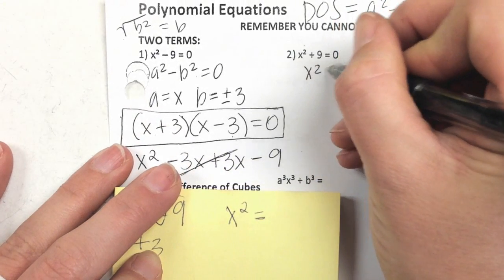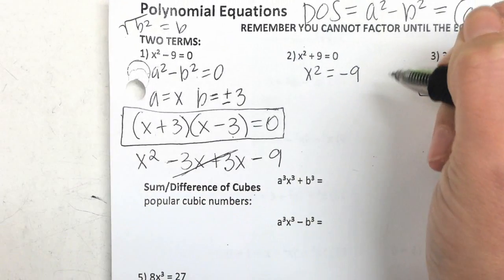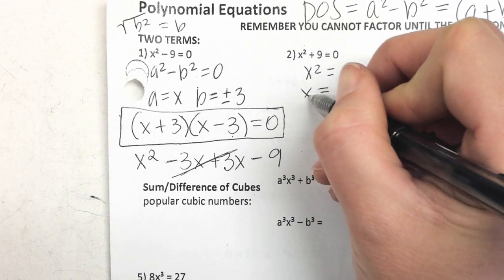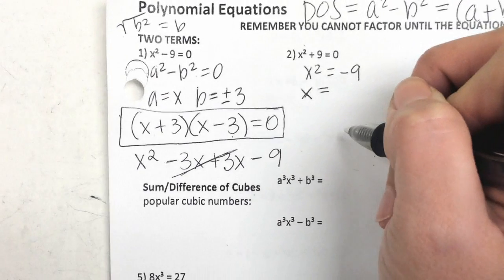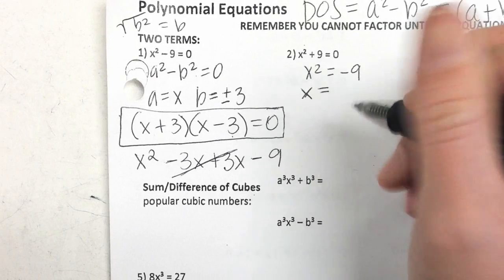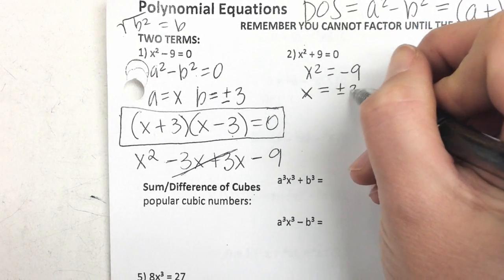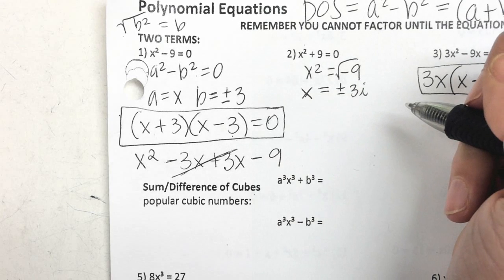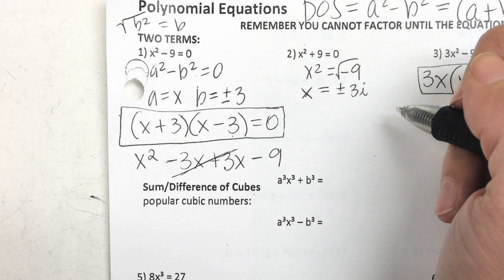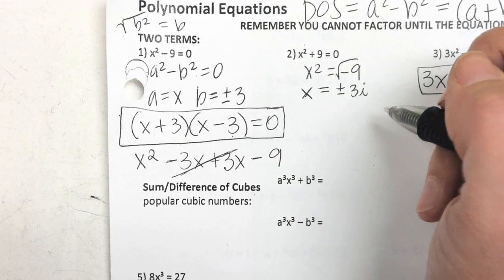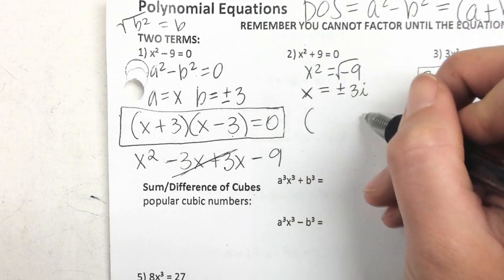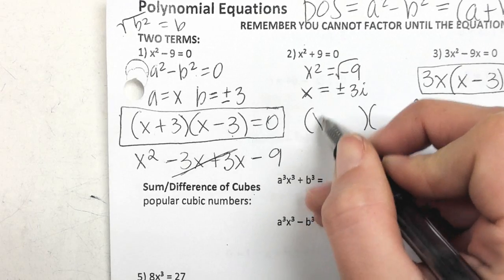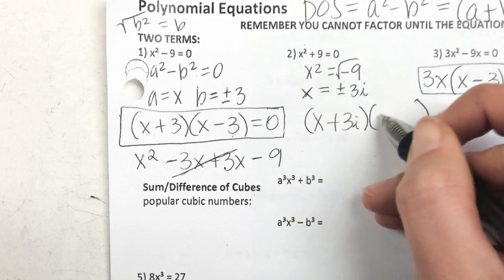Go ahead and write that up here. Then if we take the square root of both sides to find x, x would be what? Plus or minus 3i. Because if you take the square root of a negative number, it has to have i in it, right? So from here, we can just make our two binomials. It'd be what? And, yep.